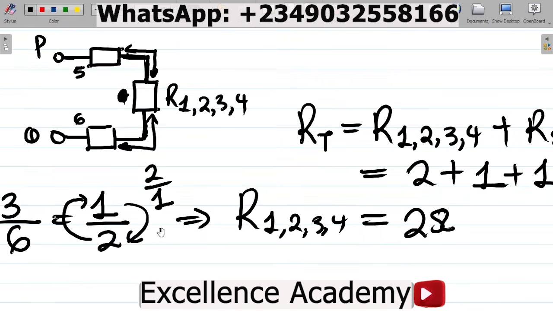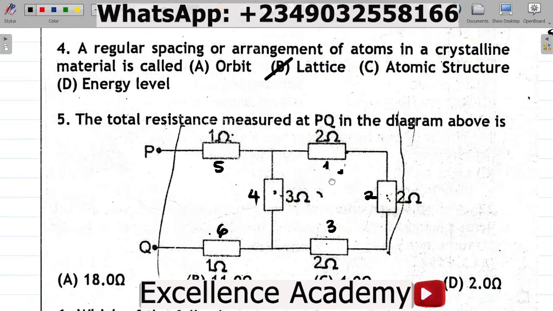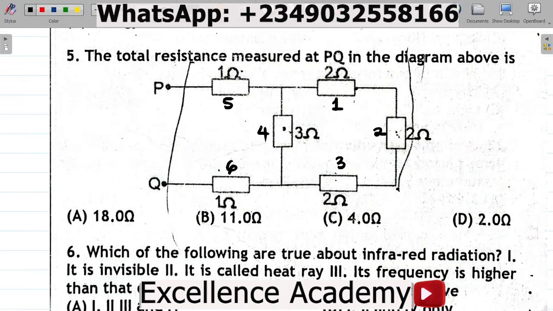So the correct answer to this is 4 ohms. Let's see which option that is. That is C, 4 ohms. That's the correct answer.